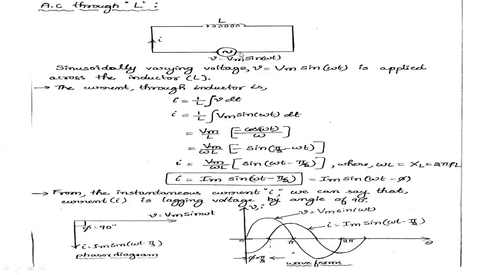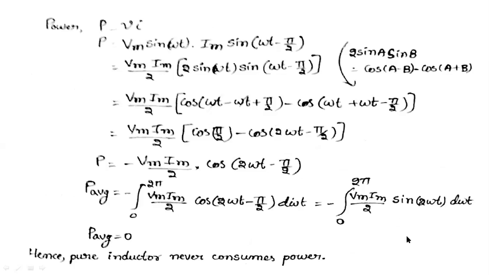I have the voltage and the current, and I want to find the power. Power equals voltage multiplied by current. You know the voltage equation and the current equation, so simply substitute V equals Vm sin omega t and I equals Im sin omega t minus pi by 2. Simplifying, we get Vm Im by 2 times 2 sin omega t sin omega t minus pi by 2.